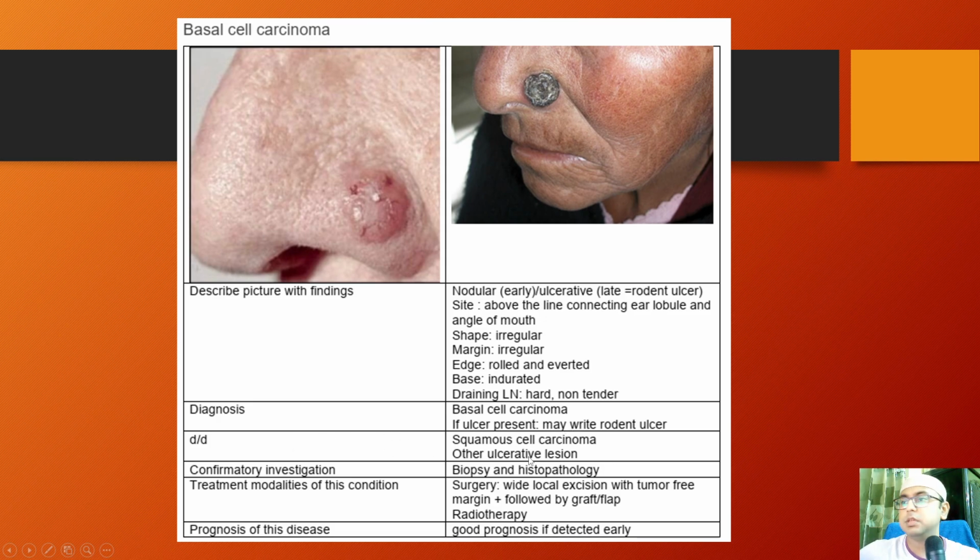And the differential diagnosis should be squamous cell carcinoma and ulcerative causes, and confirmation should be biopsy and histopathology. Treatment modalities: wide local excision with tumor-free margin, followed by graft and flap and radiotherapy. Prognosis of this case is good. Why is the prognosis of BCC good? Because basal cell malignancy has no blood supply or lymphatic supply. That's why it is a locally malignant tumor. So the tumor is present locally. If you excise the tumor, this malignancy is removed.